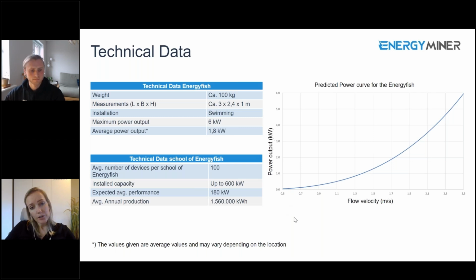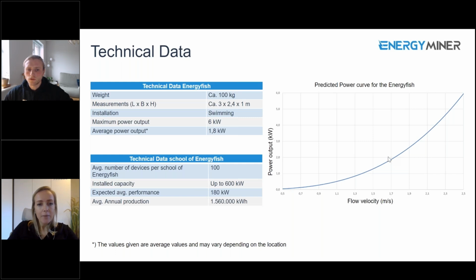So one Energyfish, here you can see the power curve on the right, can produce up to 6 kilowatts. Obviously, this is at very positive flow environments where you have 2.5 meters per second. But typically, what we basically designed our whole business case around is an average power output of 1.8 kilowatts, which is easily obtainable in most river sections.